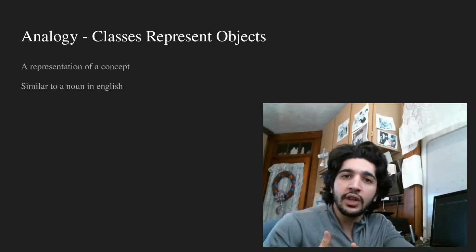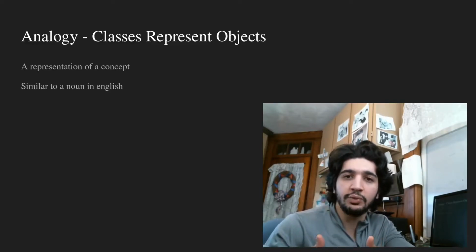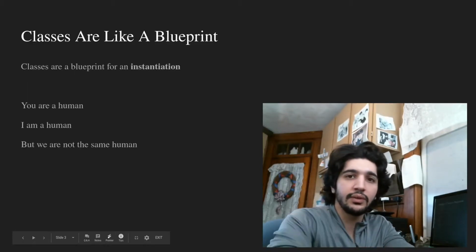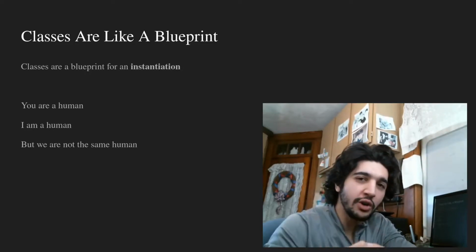Now, for us, a class is about as important as a noun is to the English language because it allows us to define what an object is, what type it is. Classes are like a blueprint. So when you create something using a blueprint, that's called instantiation. Let's drill a little bit harder into that.